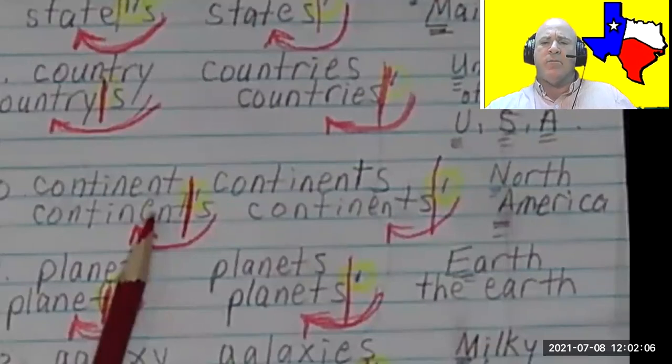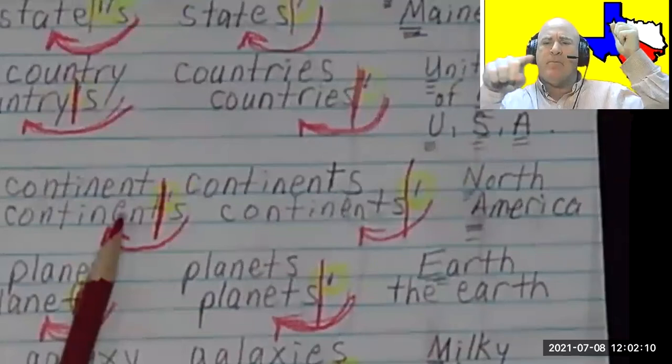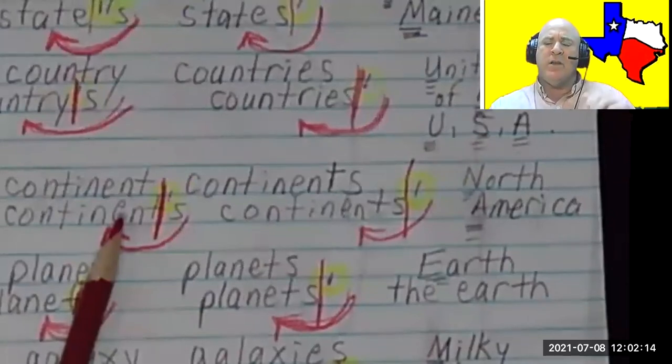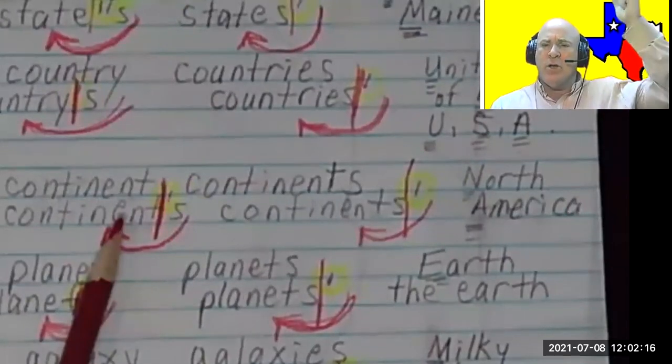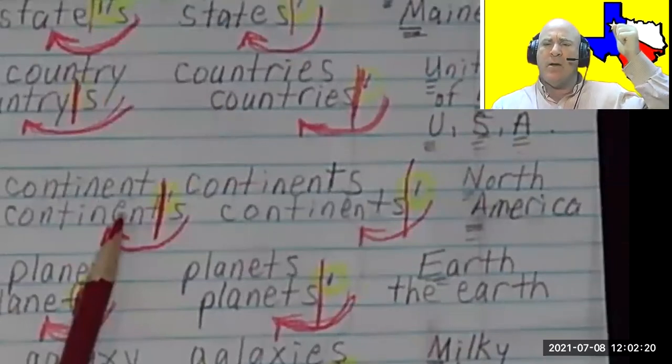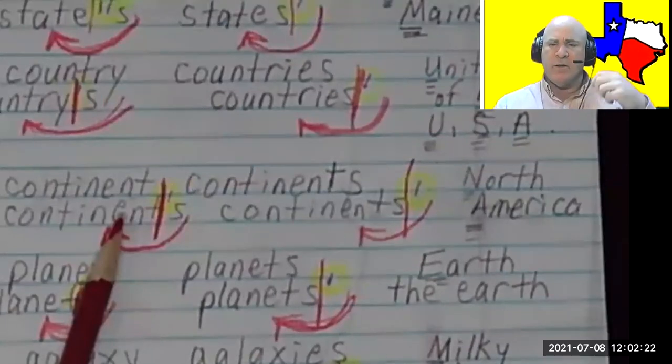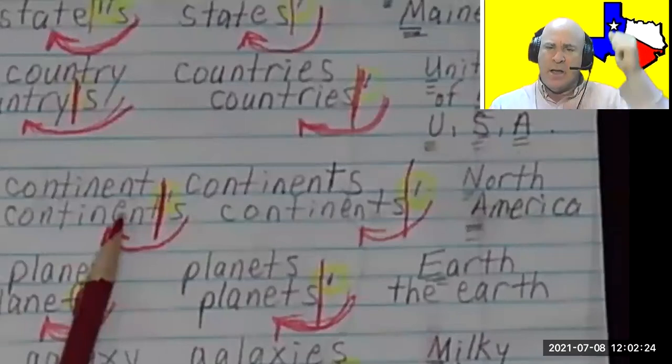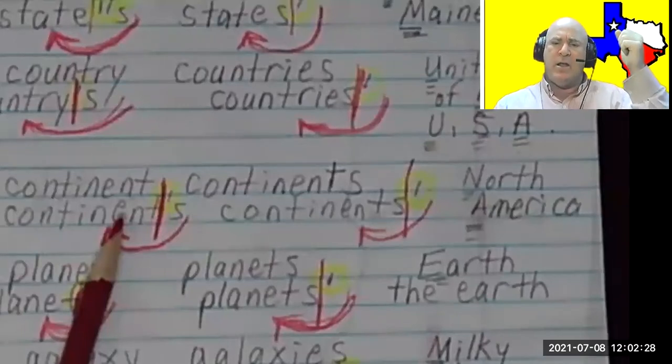Proper noun. Proper noun, capital, underline. So the name of our continent is capital North, capital America. So if I was doing my little hula hoop, capital North, capital America.